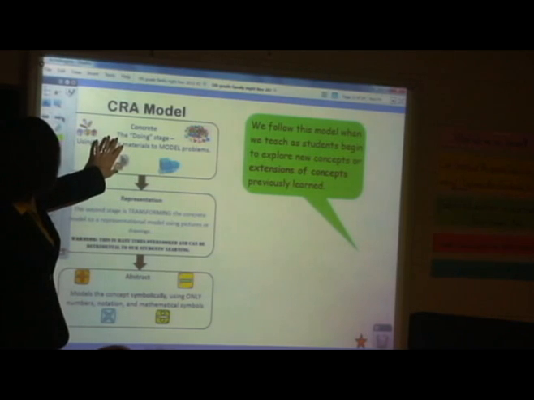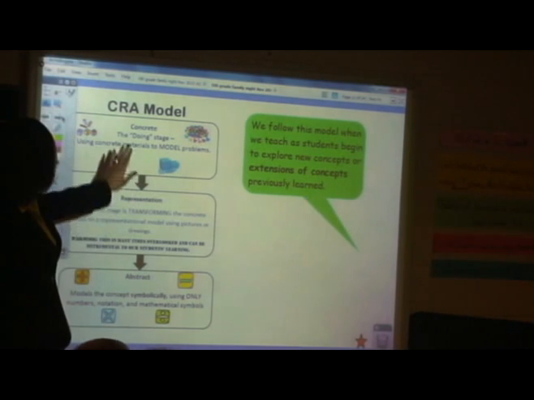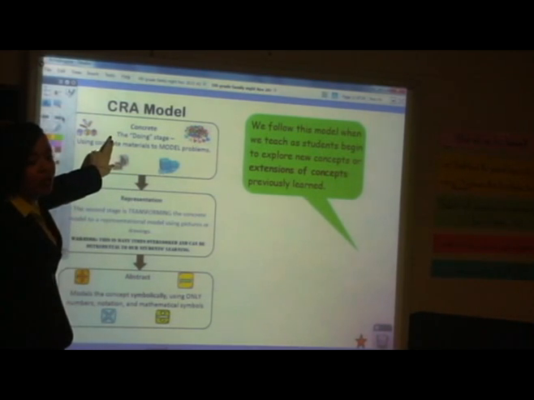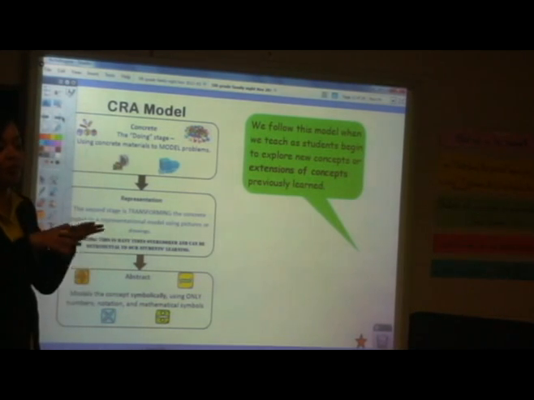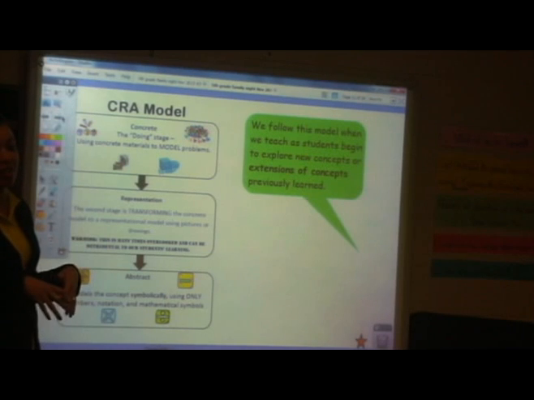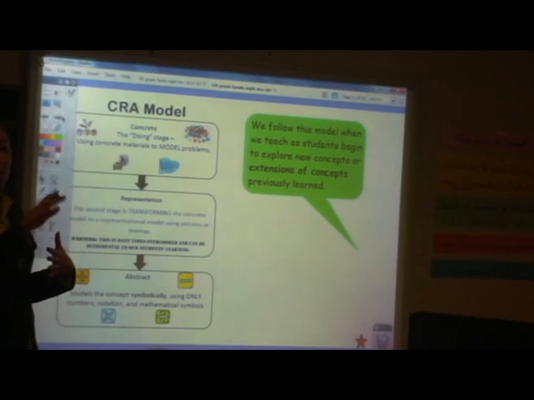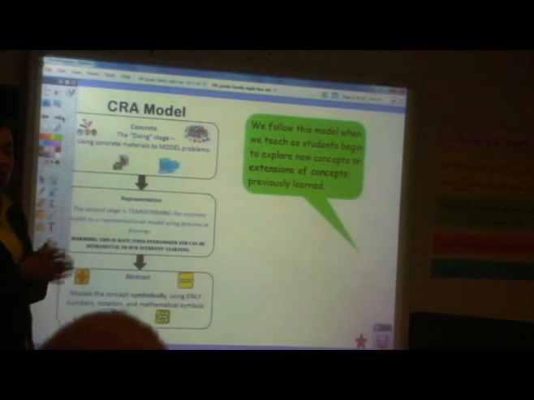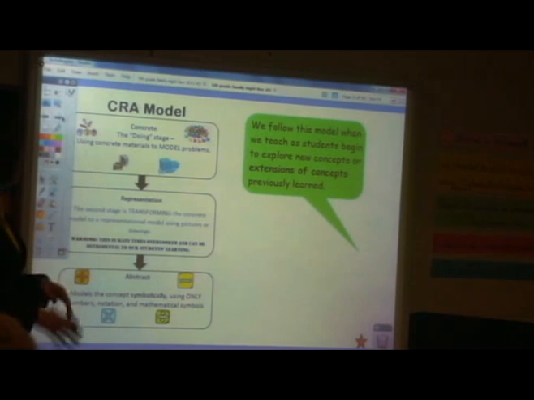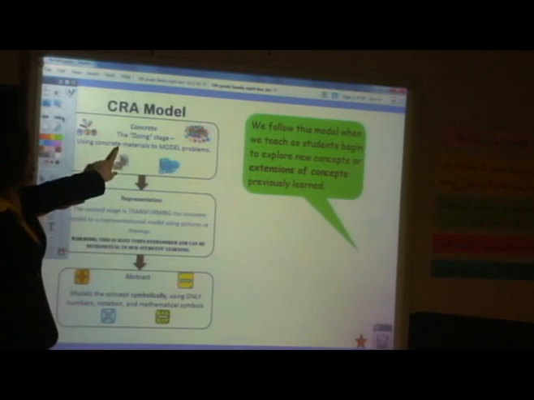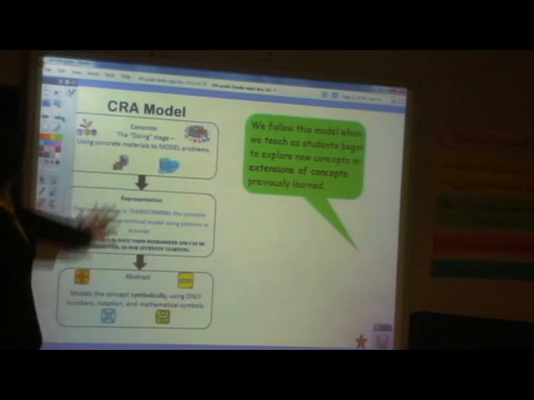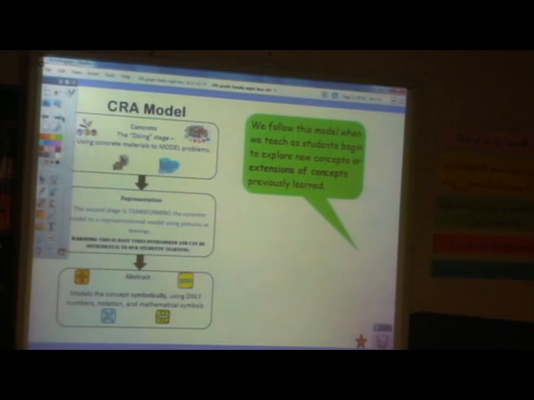And what we're doing is the CRA model. And what it means is we're starting with concrete. What you just did was concrete. Anything that you can put your hands on and build yourself is concrete. And that's what I think all of us did today, is work with those base 10 boxes. They didn't do it today and they did it yesterday. So what you just did was the doing stage, using concrete materials to model problems.